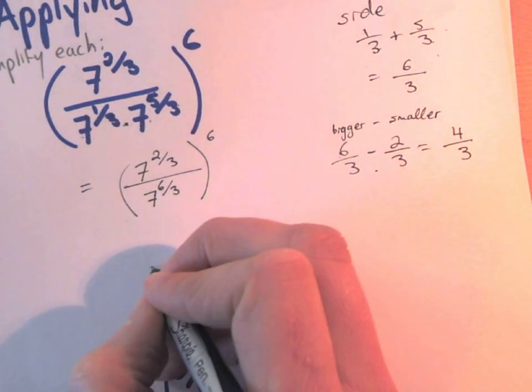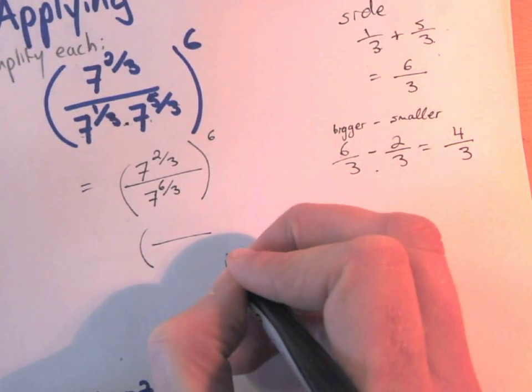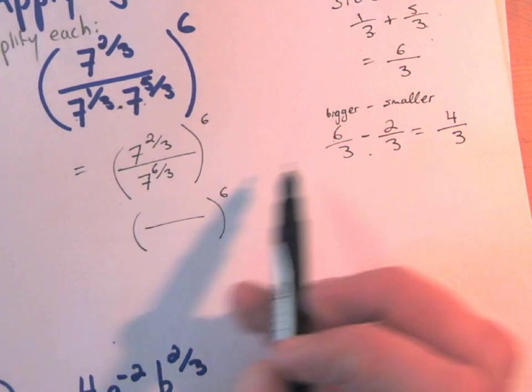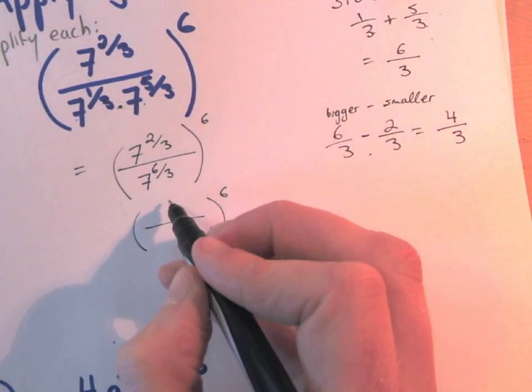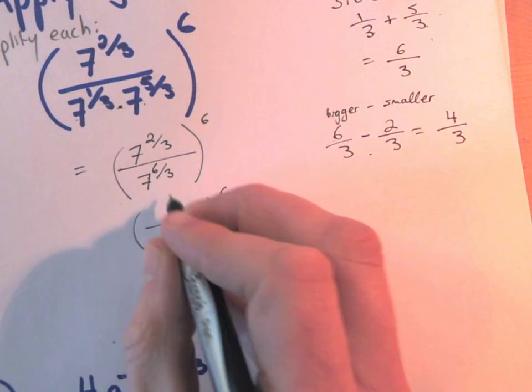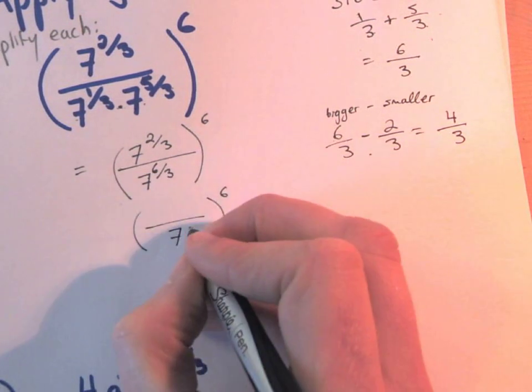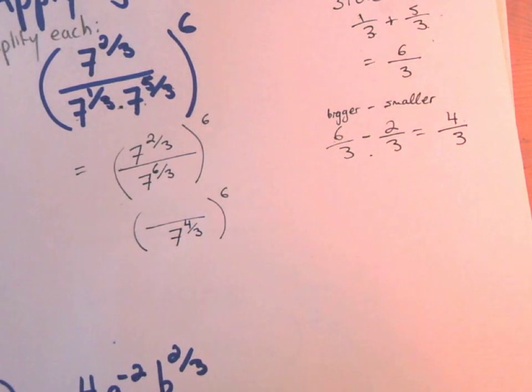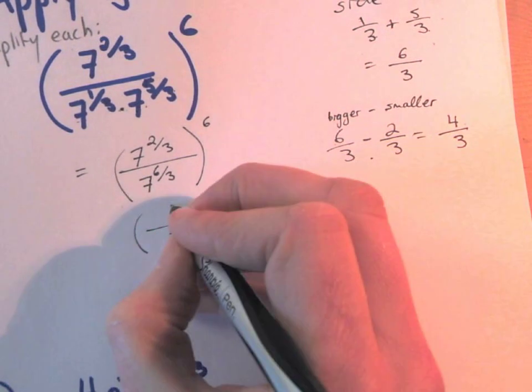So overall, I'm going to keep it the same. I just have to know where to put my new base. I know it's going to be on the bottom because the bigger number was on the bottom. And our result was 4 over 3. What do I put up here again? There's nothing left, so I'll just put a 1.